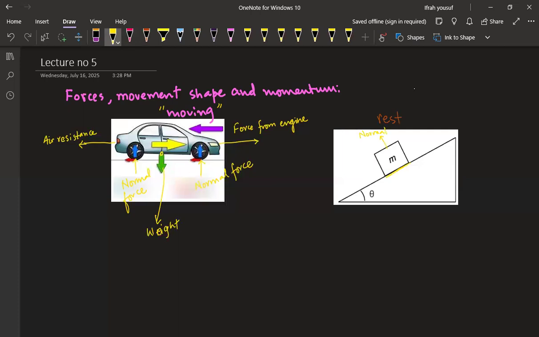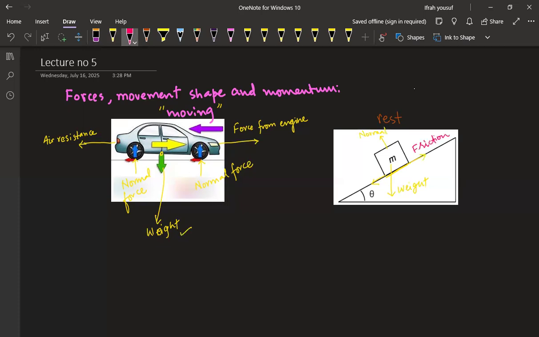This is acting upward from the surface, from the plane. And towards downward, there is a force that is called weight, as I have mentioned in this picture as well. And if it tries to come down, there is another force that is acting against the motion. So that's going to be the friction force. Here is your friction force.